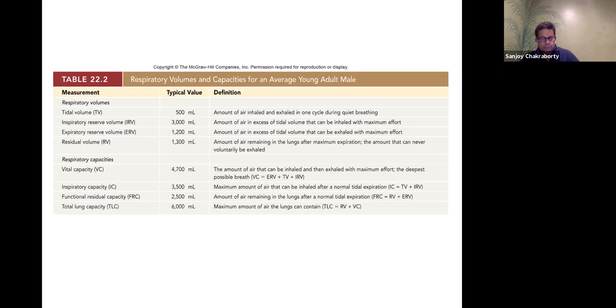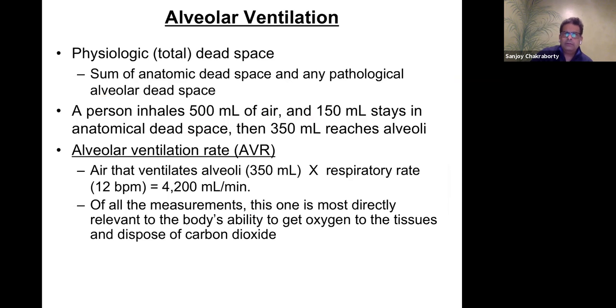From nose to terminal bronchial, they're not doing any physiological work. No physiological activity there. No gas exchange there. So that's anatomical dead space. So when you take in 500 ml, out of that, 150 ml stays in that area. So only 350 ml, the remaining part, is reaching the alveoli. That's the fresh air going to the alveoli.